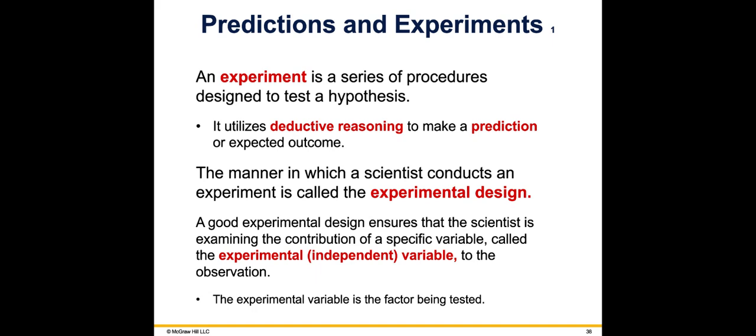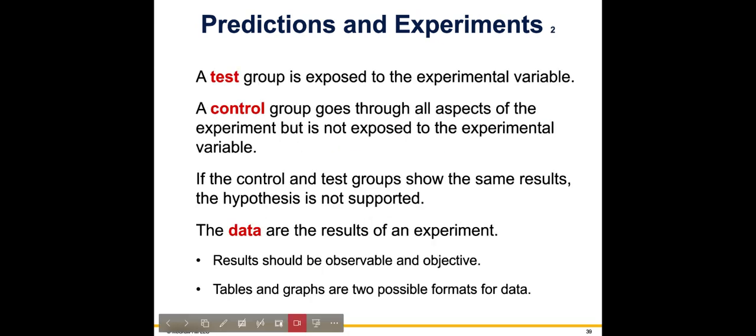Either vocab word is totally fine to use. I like independent variable because it's the thing that I change. I manipulate this variable in my experiment. And I like that letter mnemonic: I for independent, I for I change it. There's often a test group that we expose to that change or experimental variable, and a control group that goes through the experimental process, but they're not exposed to that experimental change. If the control group and the test group have the same results, well, then our educated guess wasn't correct, and we need to go back and try something else.